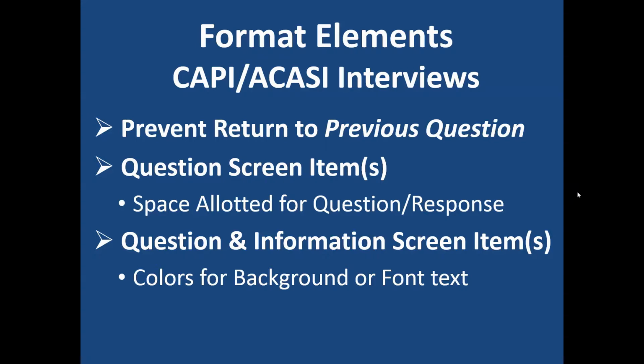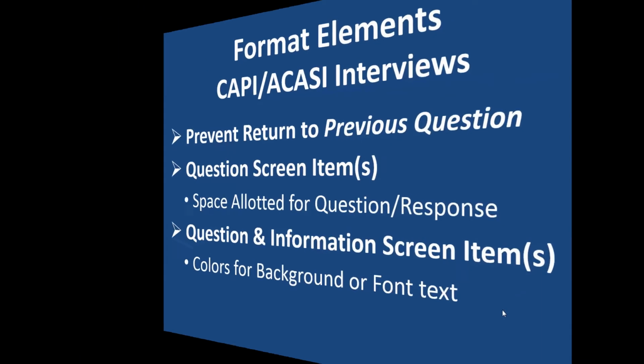Next, for either one or multiple question screen items, you can change the space allotted for questions versus response space. And finally, for question or information screen items, you can change the colors for background or font text, which will override the colors that have been set under build options.